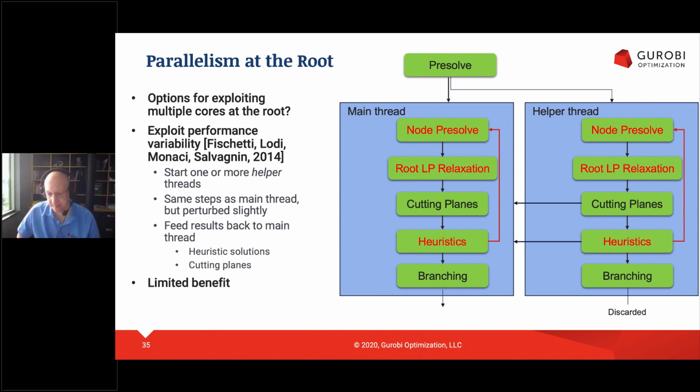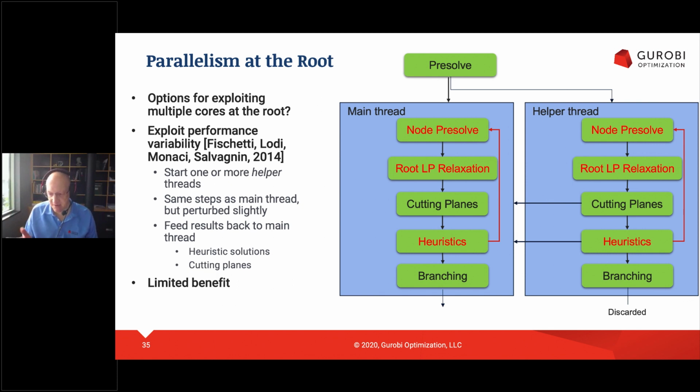to exploit that. And so we have our main thread, which is performing the steps in the root. We have our helper thread, which is performing the same steps, and then as it generates cutting planes, as it applies heuristics, as it does various things, it feeds the results back into the main thread. And so the main thread integrates the results from the helper. And then when we're done at the root, the helper basically just gets discarded, so that we don't pursue that root. We discard it, and then we pursue the main root and use that as the basis of a tree exploration.